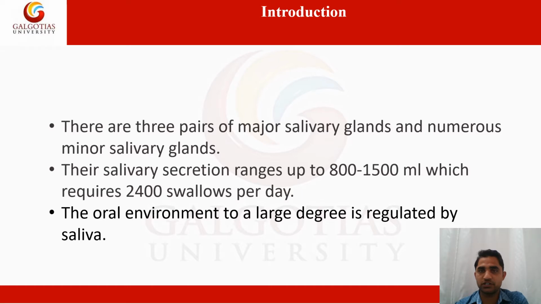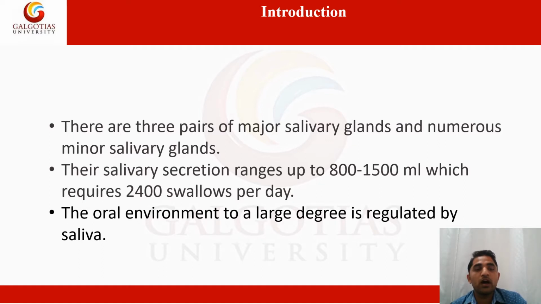Let's discuss the introduction. There are three pairs of major salivary glands and numerous minor salivary glands. When we talk about the salivary glands, we discuss the major ones. We have three pairs of salivary glands and other small, numerous minor salivary glands. Their salivary secretions range from about 800 ml to 1.5 liters, which is required for the 2.4 liters of swallowing per day.